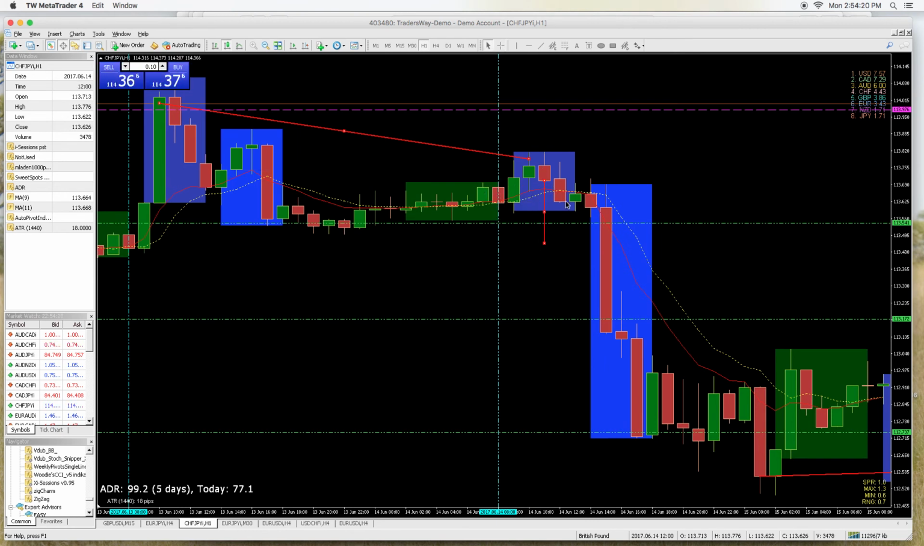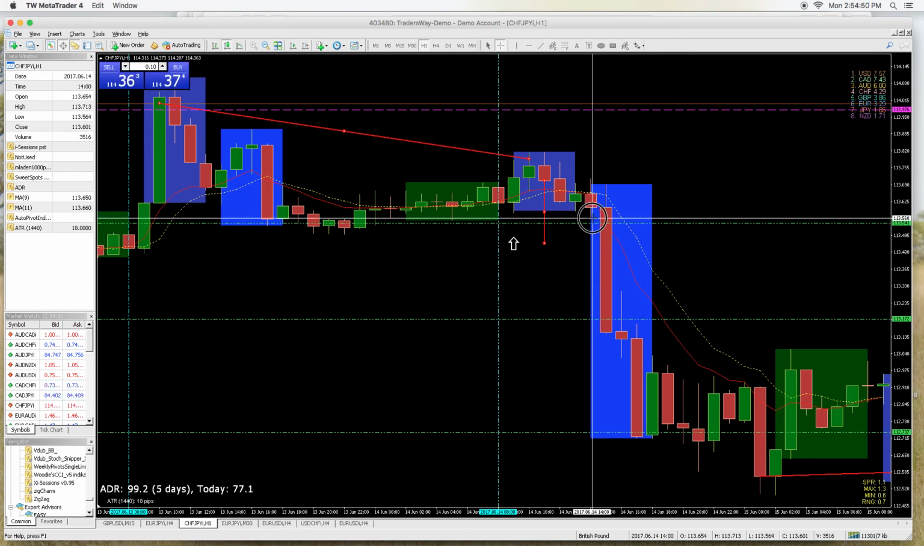All right, and I'm looking for a break of this low, which is right here, and this low happens to be 113.58. Okay, this low right here, 113.58, and that comes in right about here on this candle.